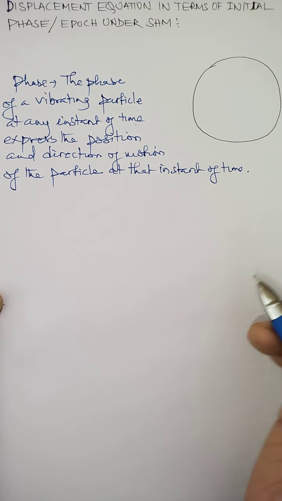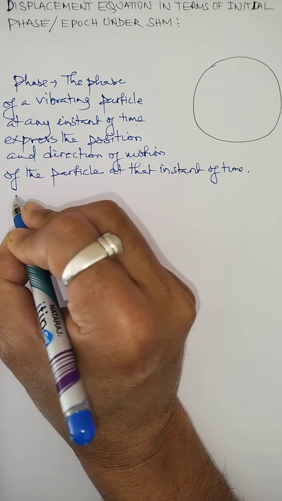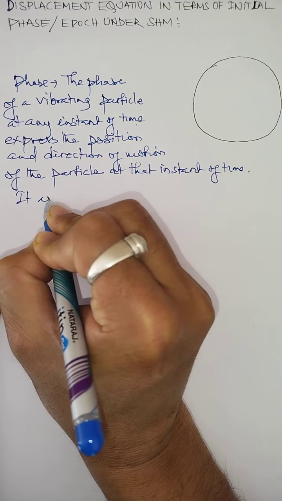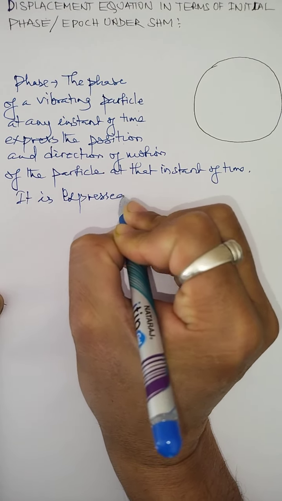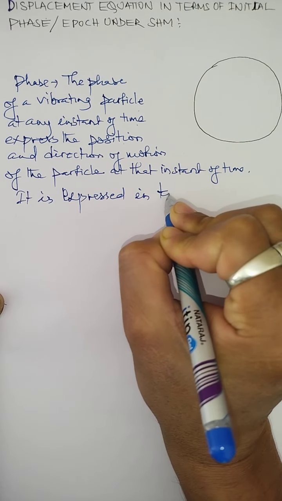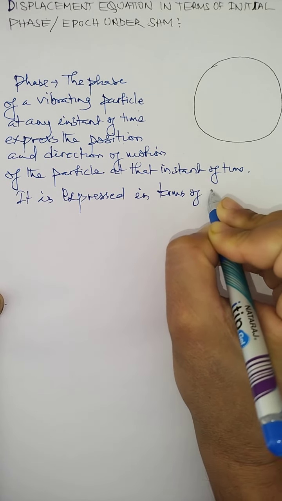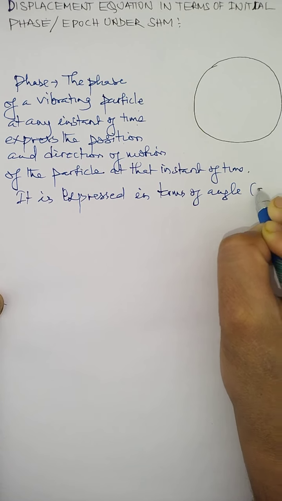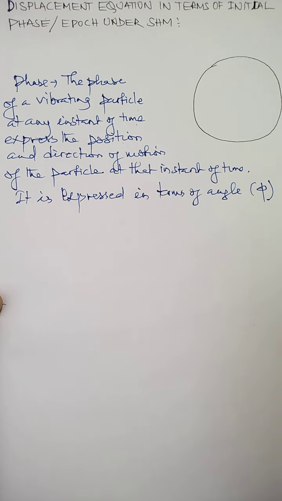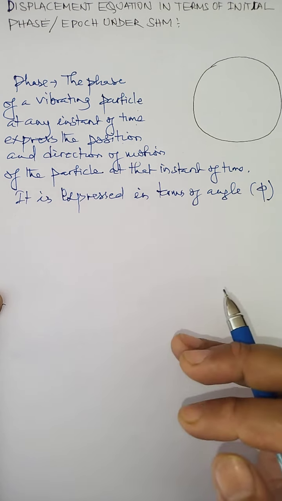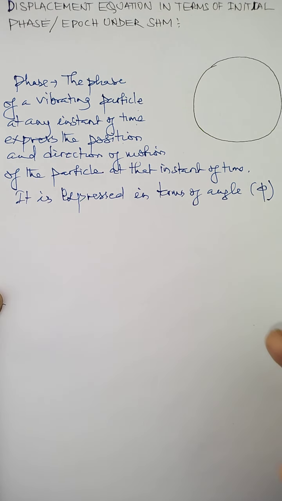And phase is basically expressed in terms of angle. Let me just write down: it is expressed in terms of angle, and we mark angle by phi. So we can use the symbol phi for the phase of a particle at any time. But sometimes it can also be expressed in terms of time period.